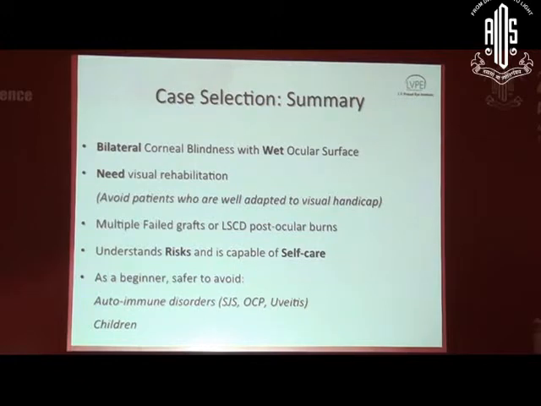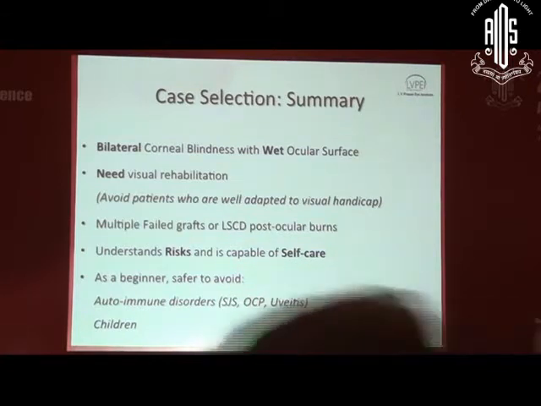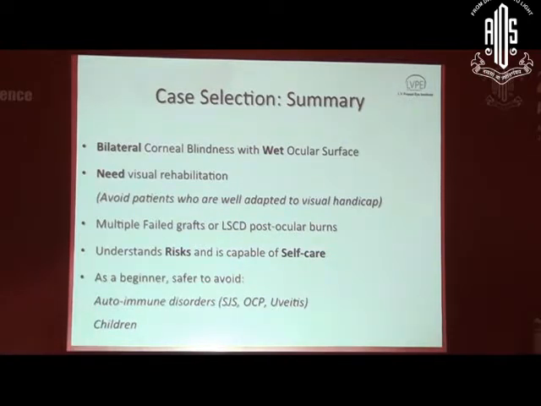So I would say, in summary, bilateral corneal blindness with wet ocular surface is your best bet. These could be patients with multiple failed grafts, or these could be patients with bilateral limbal stem cell deficiency who have otherwise good lid function and good tear function, and patients who need visual rehabilitation. There are many blind patients who are well adapted to the visual handicap. You know, they can read braille, they work, they use low vision aids, and they are happy. And I don't think you need to unnecessarily introduce complication into their lives by doing something as dramatic as the keratoprosthesis. So multiple failed grafts or post-ocular burn, limbal stem cell deficiency would be your best bet.